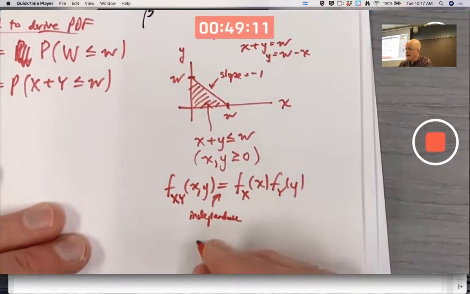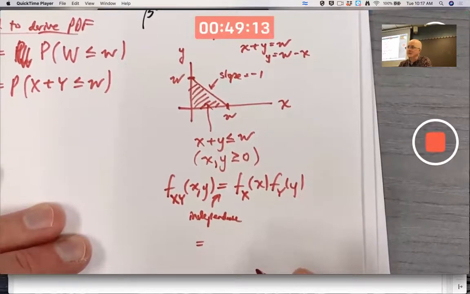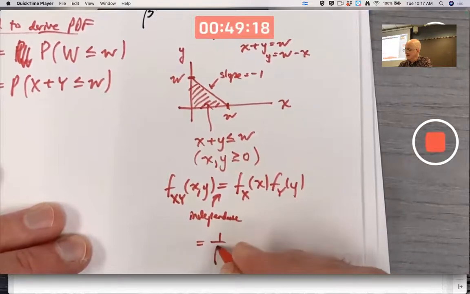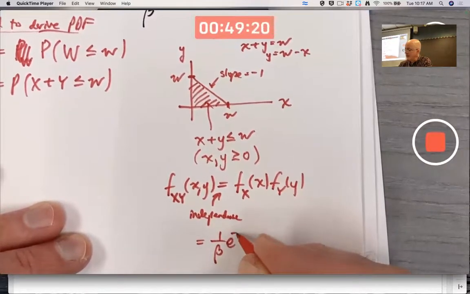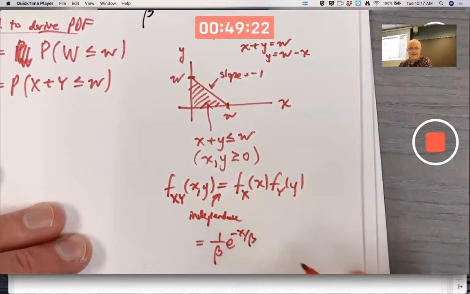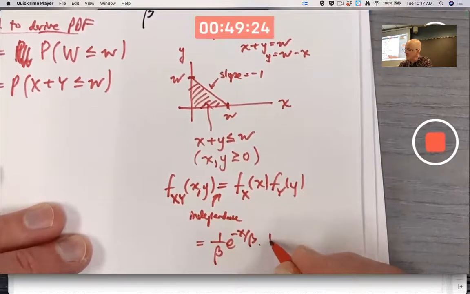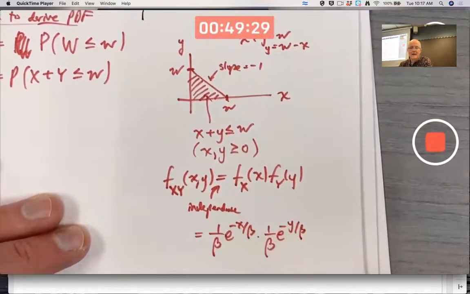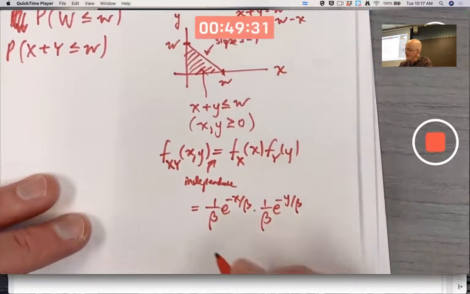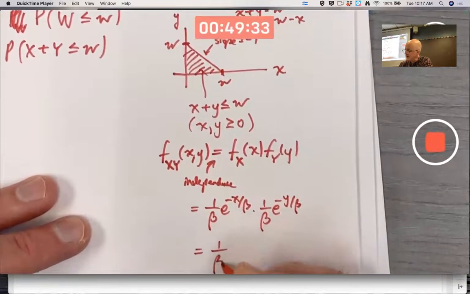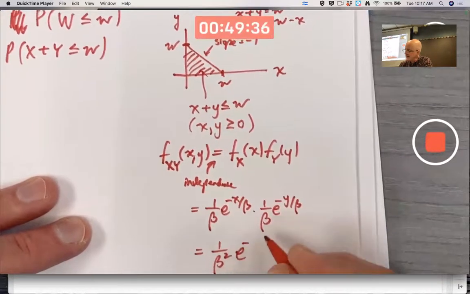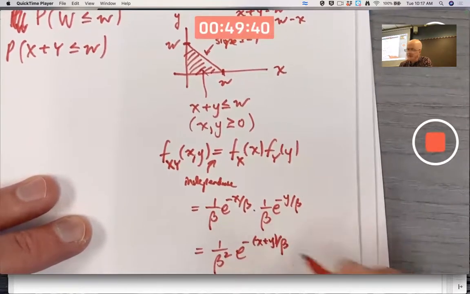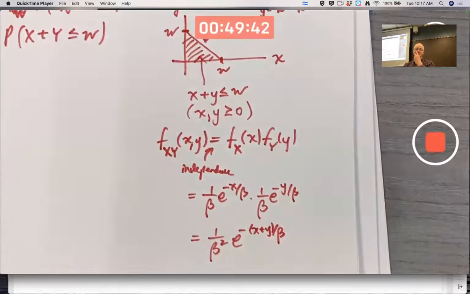What are those? You've got to look it up in the table again: exponentials with mean beta. I hope you maybe even remember it without looking it up. It's this for x and the same kind of thing for y, except with a y. And so the joint density is 1 over beta squared e to the negative, you could write it as x plus y over beta if you like.